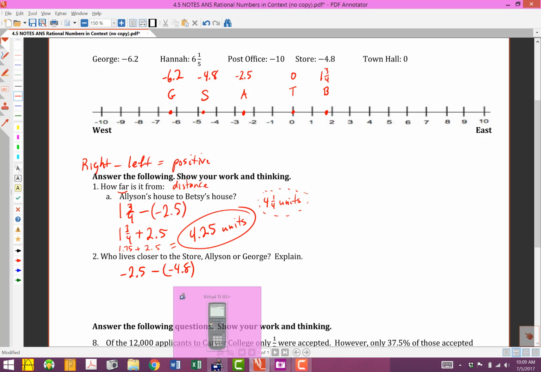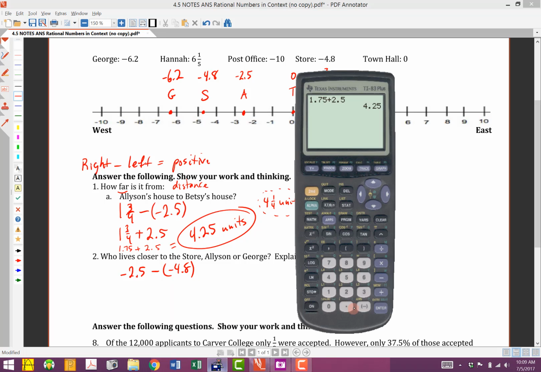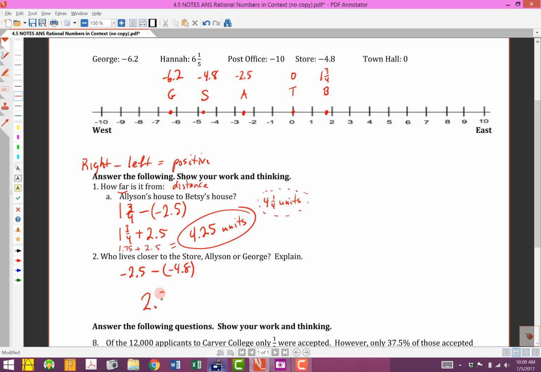Okay, we'll go ahead and figure out what that is. Let's see, so we've got negative 2.5, and then minus a negative number would be adding, so I'm going to do that, and then 4.8, and we end up with 2.3. Now, just for the heck of it, I'm going to do negative 2.5 minus negative 4.8. Again, notice the difference between a minus and a negative, and your calculator should look the exact same. It's going to give us the same answer, 2.3.